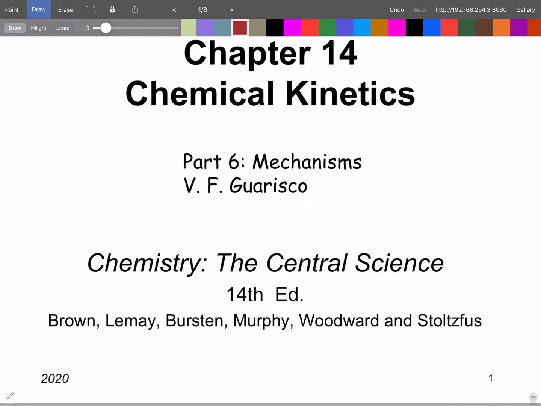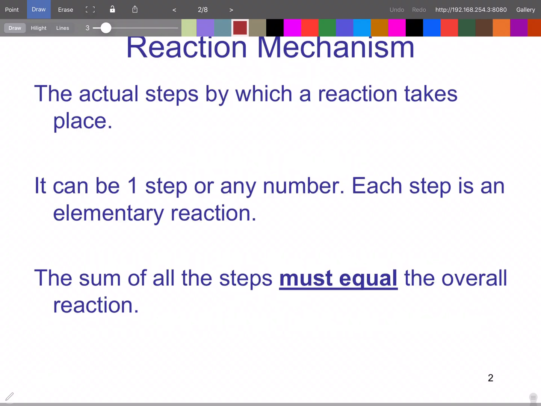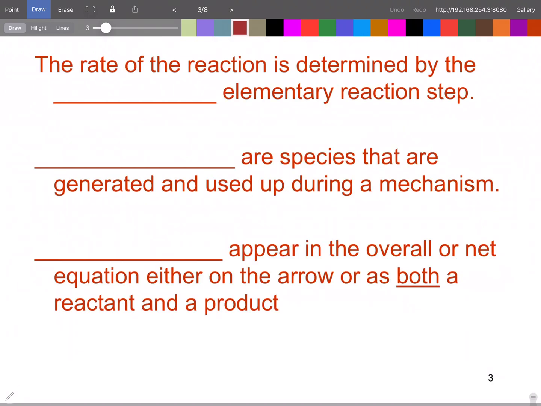Talk about mechanisms. Now, reaction mechanisms are the actual steps by which a reaction takes place. It can be one step or it can be any number. And each step is referred to as an elementary reaction. And an elementary reaction has particular properties that none of the other ones do, and I'll show you in just a minute. But the sum of all steps must equal the overall reaction.